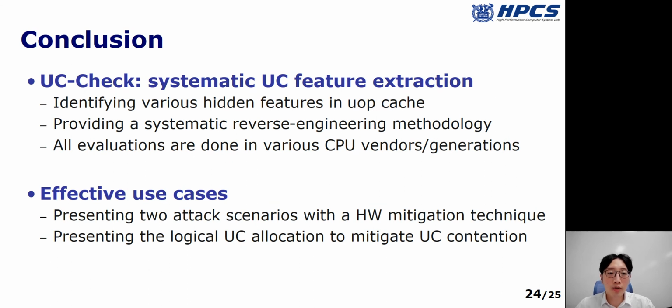I would like to conclude by summarizing main points. First, we propose UOP check to extract the various microcache's hidden features by using a systematic solution. We extract these features on different CPU vendors and generations. Then, by using the extracted features, we show the microcache's security and performance implications on various x86 processors.